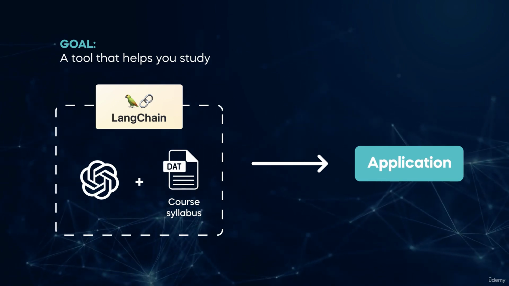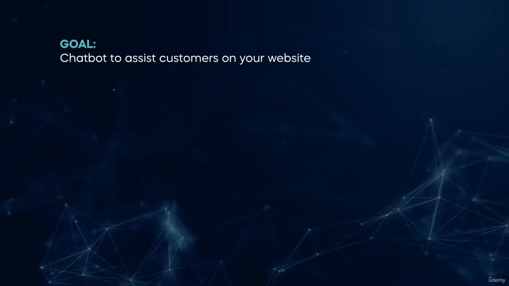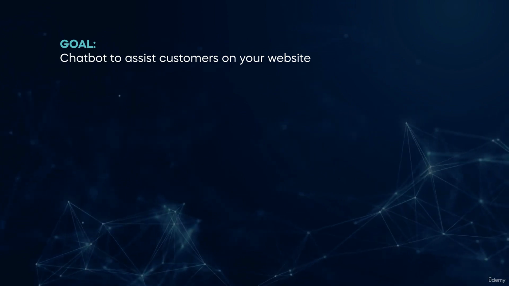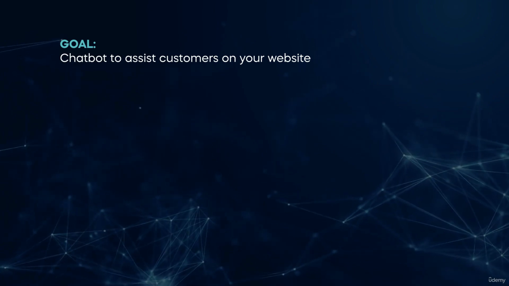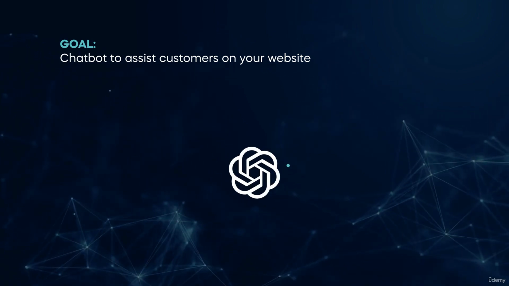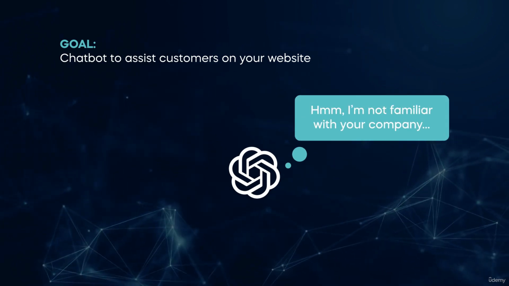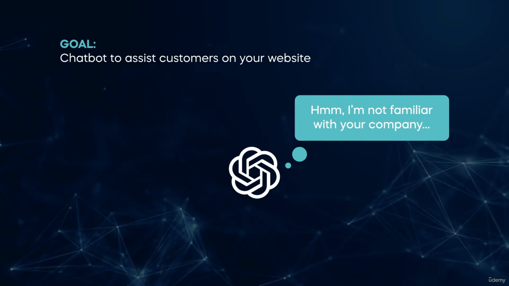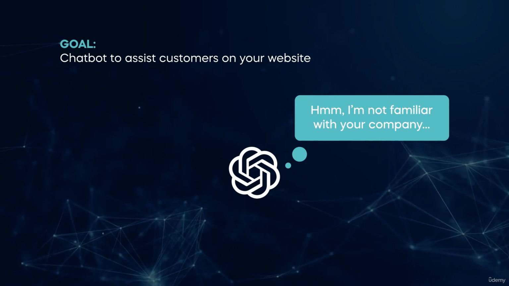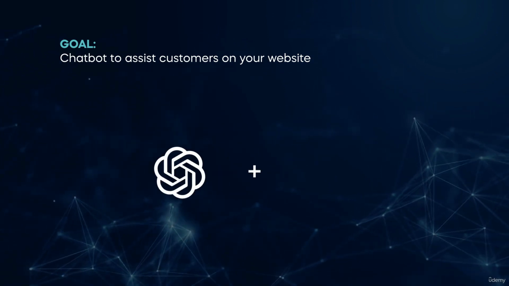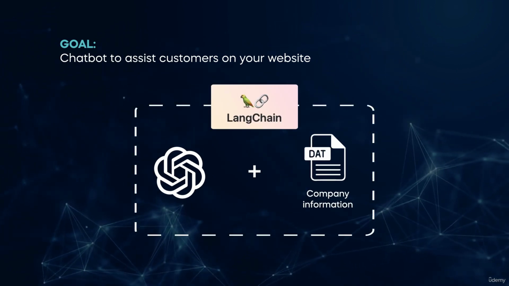We can also use an example with business-specific data. Say you want to create a chatbot for your business to assist customers on your website. Unless you're working for a large, well-known corporation, the language model likely won't be aware of your company, or the information could be out of date or need some further context. You can provide your language model with all the information it needs to know about your company so it can effectively help your customers.